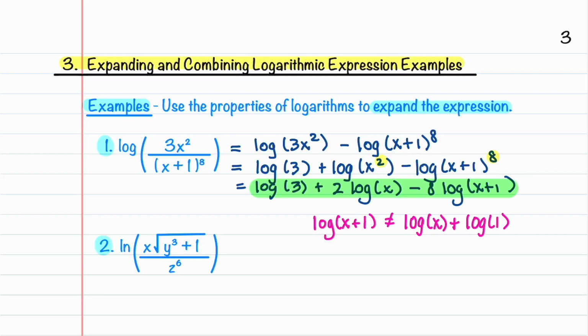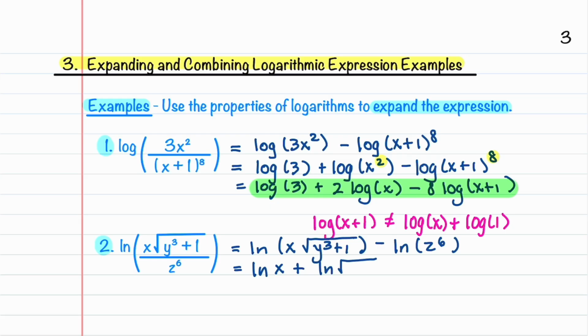Let's now look at our second example. We again have a quotient, so I'm going to begin by using the quotient rule and splitting it apart. This becomes natural log of x times the square root of y cubed plus 1 minus natural log of z to the 6th. Now let's look at that first log. It has two components in it, so we can split that apart, and we can write this as natural log of x plus natural log of the square root of y cubed plus 1 minus natural log z to the 6th.